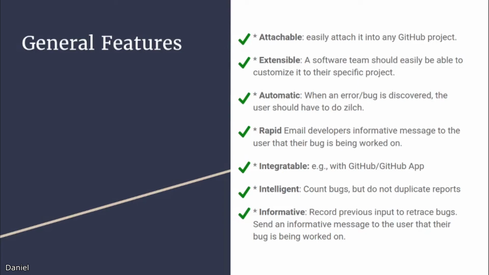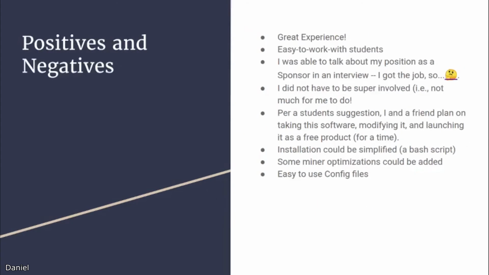Attachable, extensible, automatic, those were like my three keywords. And I also got some really good features, such as emailing developers, emailing users if they choose to include that into their AutoBugTracker configuration file. It integrates with GitHub, and it counts bugs and submits reports and doesn't duplicate reports. So I'm really happy with the results generally. Yeah, so like I said, great experience.